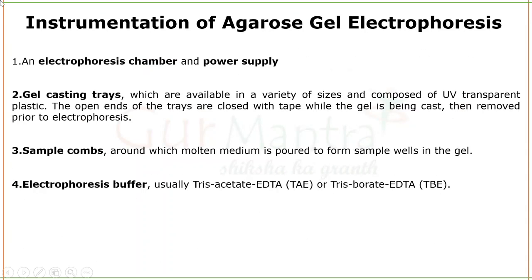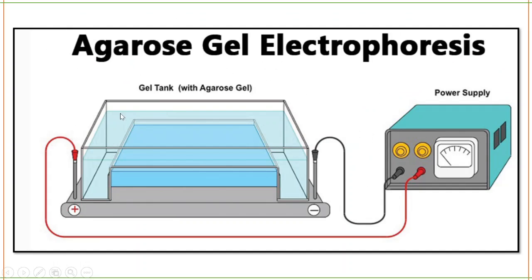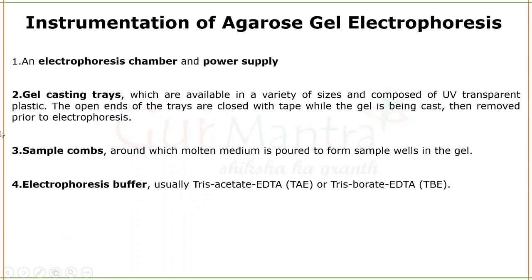So, instrumentation of agarose gel electrophoresis. You will have an electrophoresis chamber and a power supply. Then you'll have a gel casting tray, where you will prepare the gel. How will you prepare the gel? You will take agarose, mix that in the buffer, and put the ethidium bromide. You will put ethidium bromide after the gel is melted.